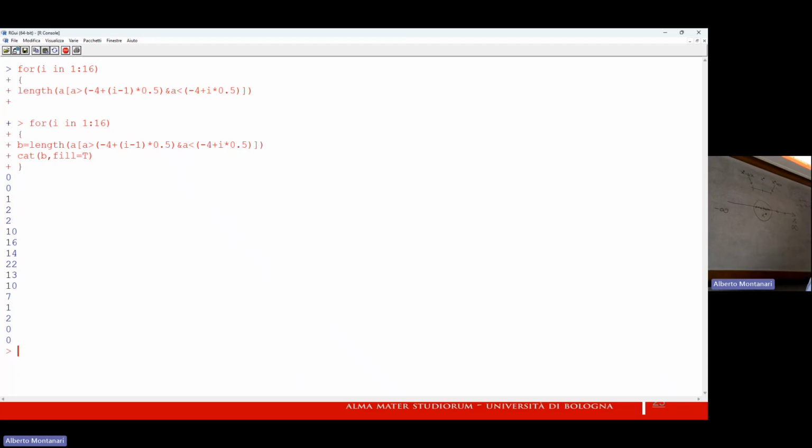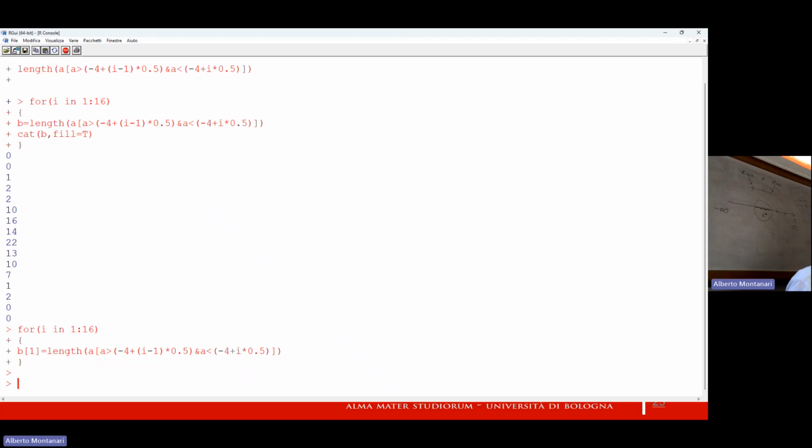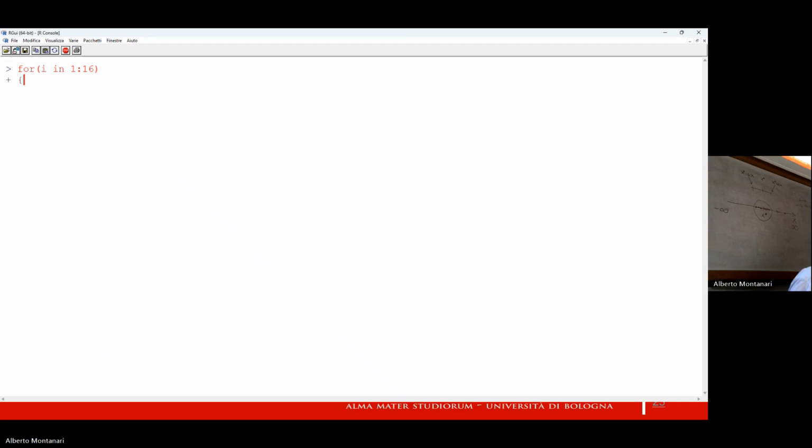Okay. Now, let me assign this count to a vector because I want to plot it. So I repeat the computation, going back with the arrow up, for I in 1 to 16. Let me write here B[I], so let's assign it to a vector. And then I can avoid cat. I think it gives me a mistake because B is not defined. Oh, no, it's okay. Let's repeat it because I made another mistake, B[I], and then I can close it.